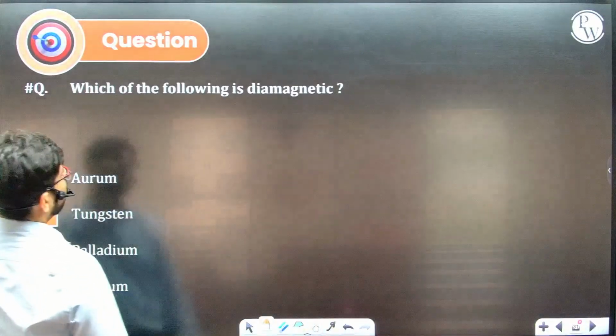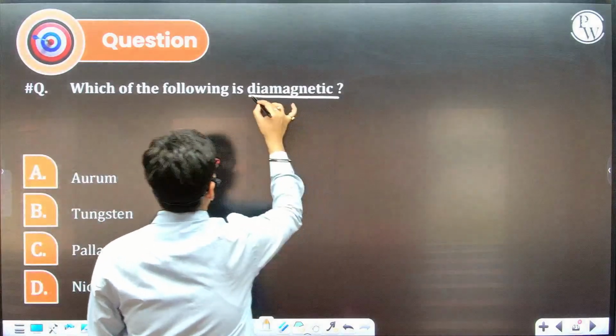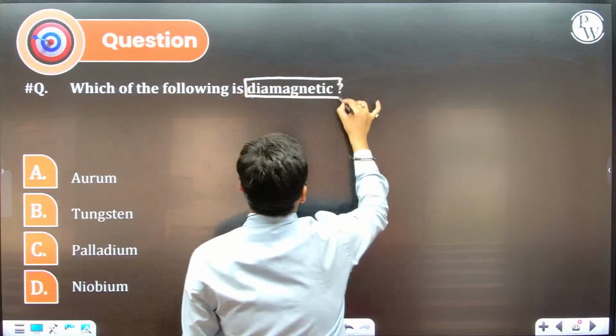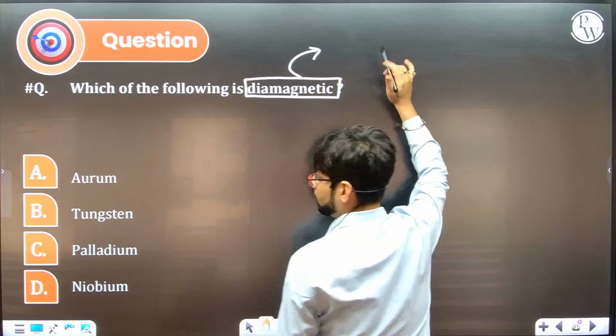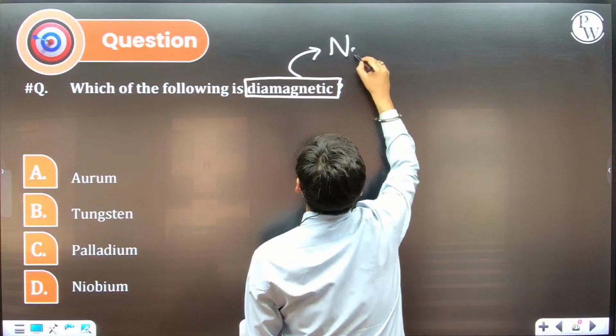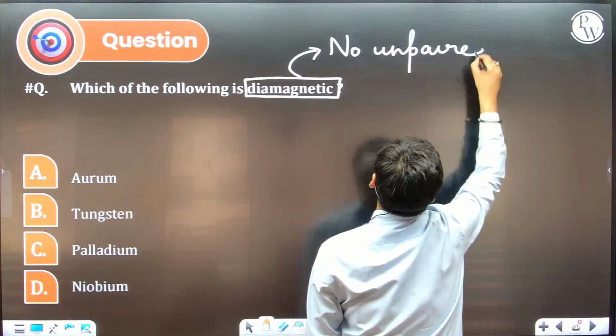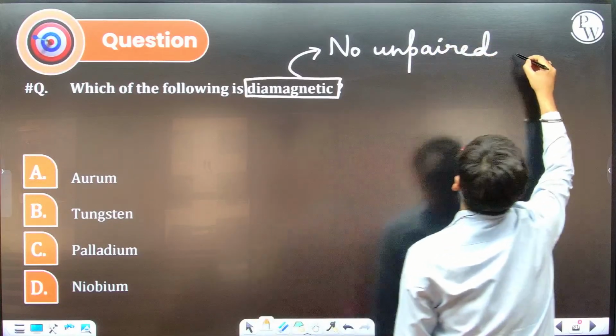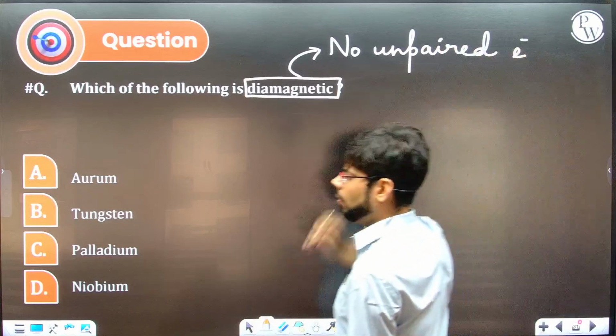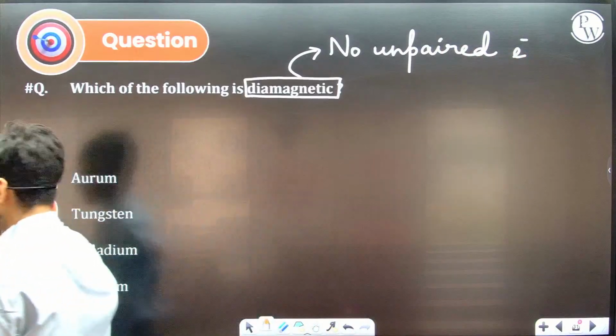Next question. Which of the following is diamagnetic? Now what does this mean? Diamagnetic means no unpaired electron should be there in that species.